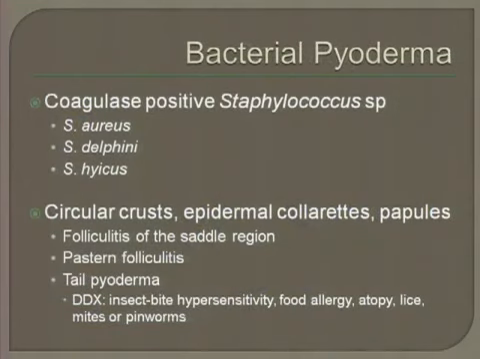Okay, moving on to bacterial pyoderma. So when we're talking about bacterial pyoderma, we're really talking about coagulase-positive staphylococcal infection. And the 3 species that are of most importance in the horse are Staph aureus, Staph hyicus, and Staph delphini. Staph delphini is part of the Staph intermedius group, which you probably also know consists of Staph pseudintermedius and Staph intermedius. And the branching of that family occurred fairly recently in the literature.